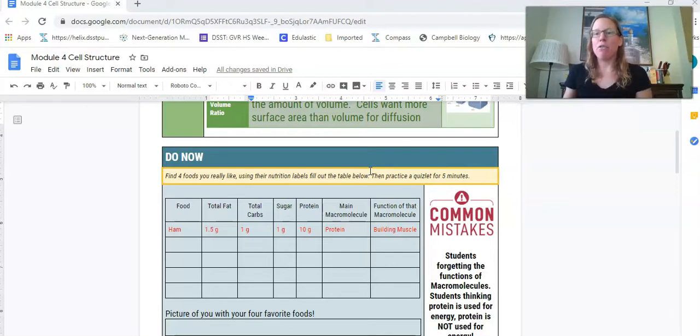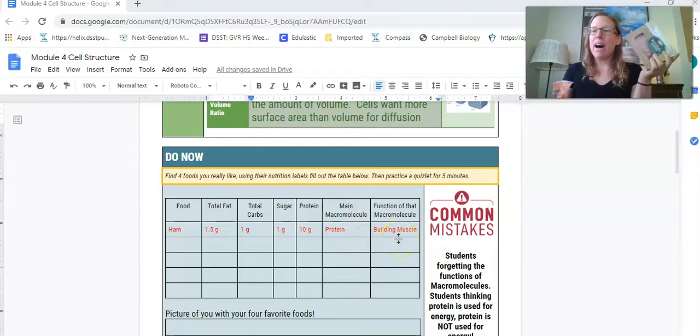So I found 4 foods in my house that I really enjoy. And I would like you to now pause the video and go find 4 foods in your house that you really enjoy. So do that now. Run and go get your food. When you come back with your 4 foods that you really like, you want to add them to the table.